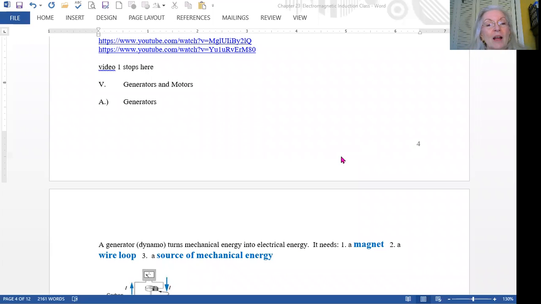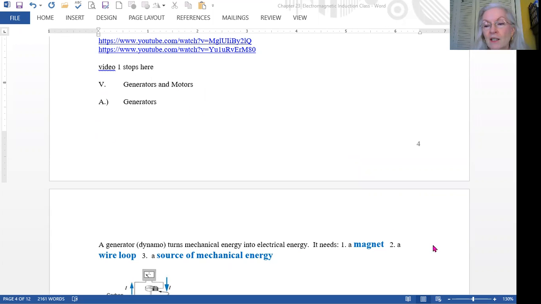Welcome back to chapter 23. This is the second video in a series of 3 that we'll have for this particular chapter. In this video, we're going to look at generators and motors, and we will also look at this topic in lab because I feel like it's one of those things where you need practice. So we will attempt to practice.